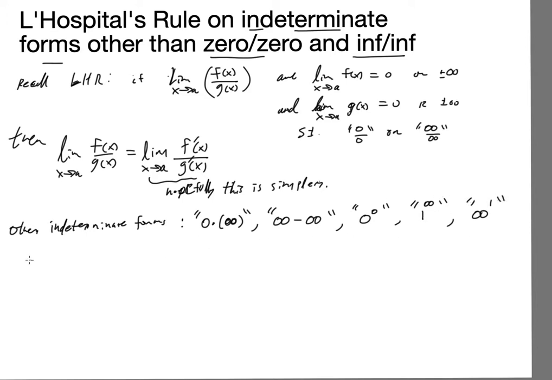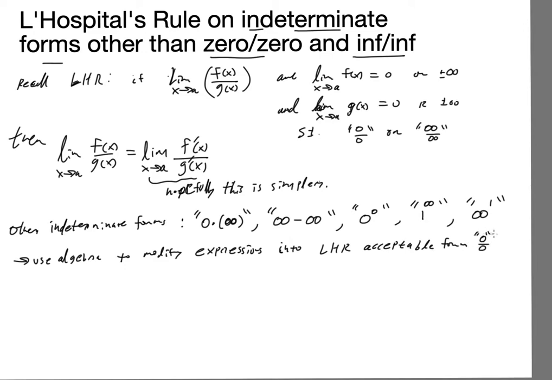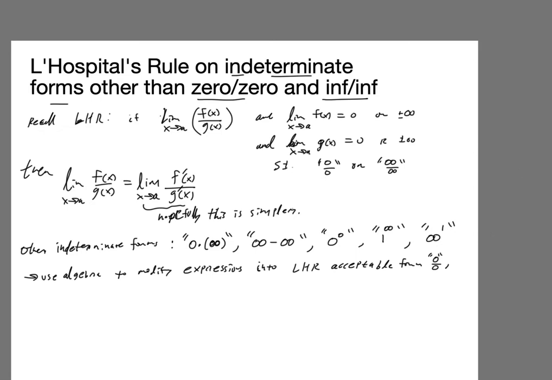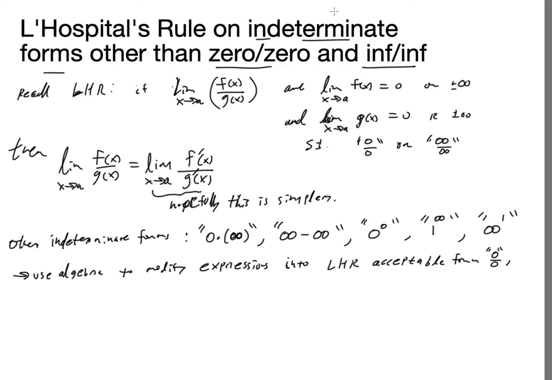In all of these, what we're going to do is use algebra to modify the expressions into a L'Hopital's rule acceptable form of either 0 over 0 or infinity over infinity. Okay, so let's just give an example of how this works.